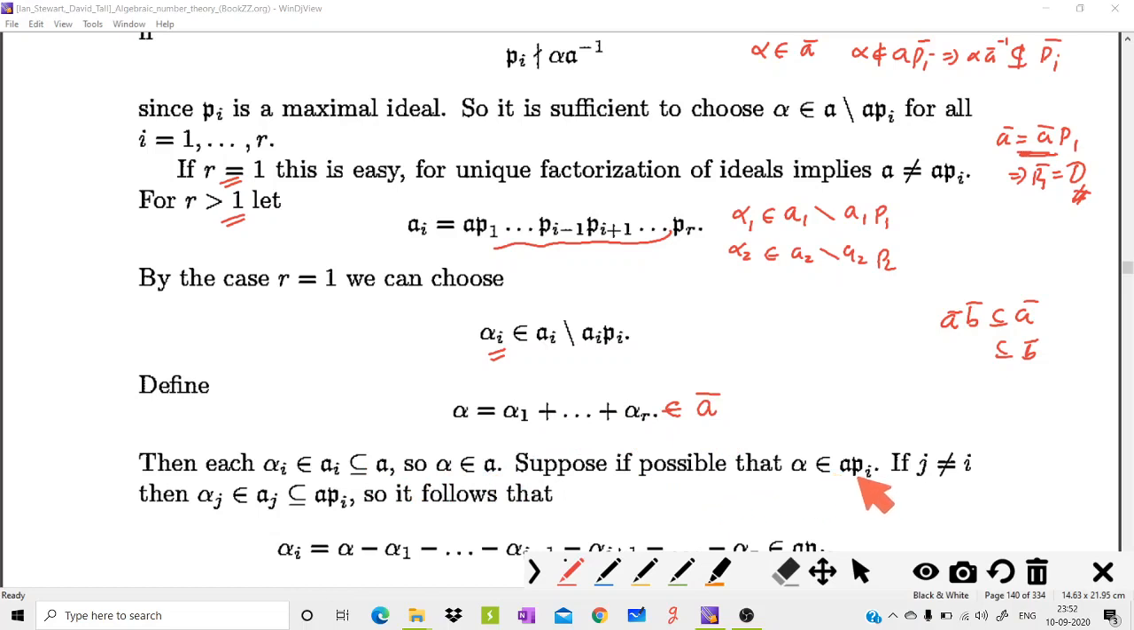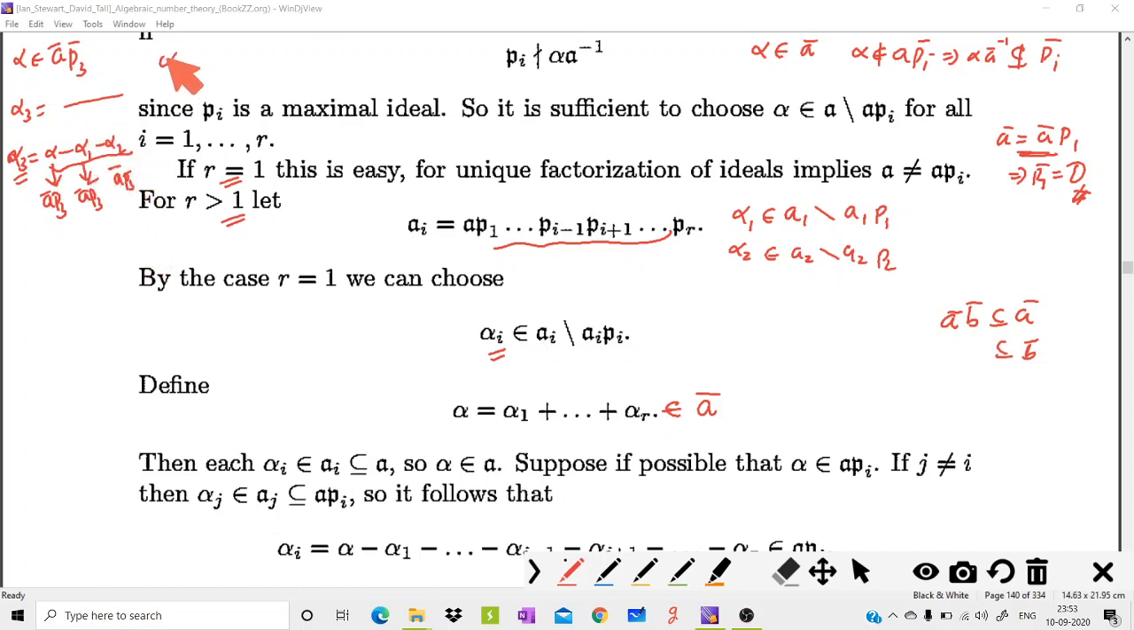Suppose, if possible, alpha belongs to A P_i. Okay, we need to prove that alpha is not an element of A P_i. Whenever alpha belongs to A P_i for some i, suppose alpha belongs to some A P_3, then we write alpha_3 is equal to, okay, so whenever alpha belongs to A P_i, if j not equal to i, we can say that if this is the case, alpha belongs to A P_3, then we can write alpha_3 as alpha minus alpha_1 minus alpha_2. Okay, if suppose there exist only three elements, so if you write this alpha_3 in this manner, we can say that our assumption is alpha belongs to A P_3 and this alpha_1 also belongs to A P_3 and all these terms belong to A P_3.